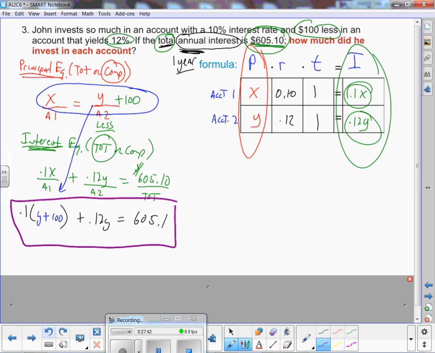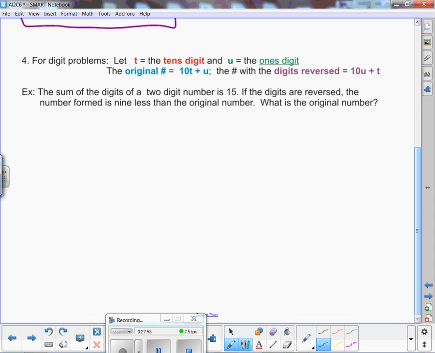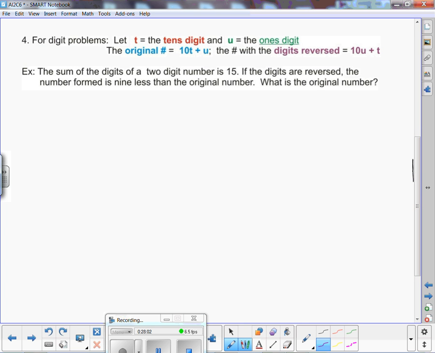Okay? All right. We did a distance problem. We did an interest problem. Now I've got to show you a digit problem. Before I really get into this digit problem completely, let me say a few things to you. Don't write this, I just want you to think.